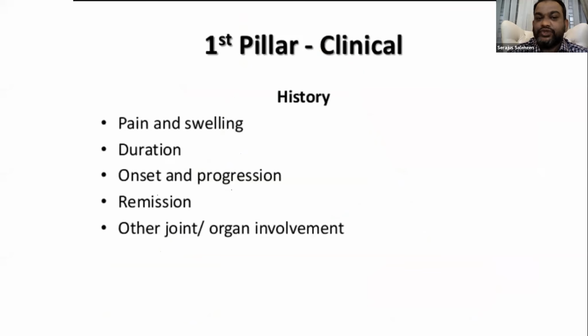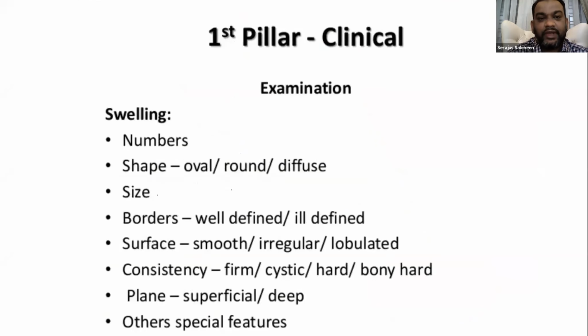From history, we should ask about pain or swelling, the duration of the pain and swelling, when it began and its progression, and whether there is any involvement of other joints or organs. We should go through the total history of the patient. On examination, we should first examine whether any swelling is present or not. If the swelling is present, we should note the number, shape, and size of the swelling, its border, surface, and consistency.